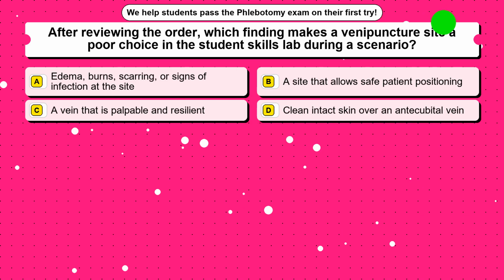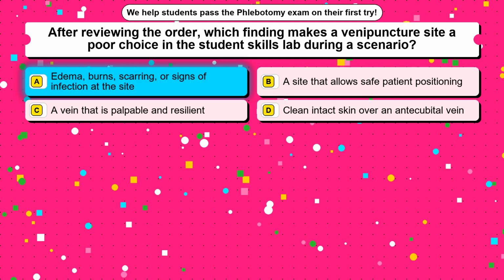Question 31. After reviewing the order, which finding makes a venipuncture site a poor choice in the student skills lab during a scenario? Option A. Edema, burns, scarring, or signs of infection at the site. Option B. A site that allows safe patient positioning. Option C. A vein that is palpable and resilient. Option D. Clean intact skin over an antecubital vein.